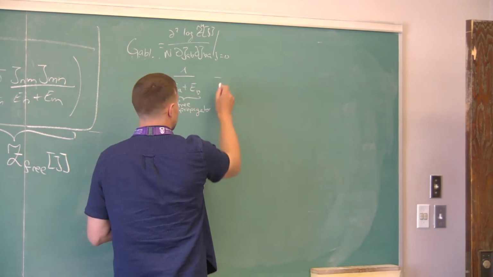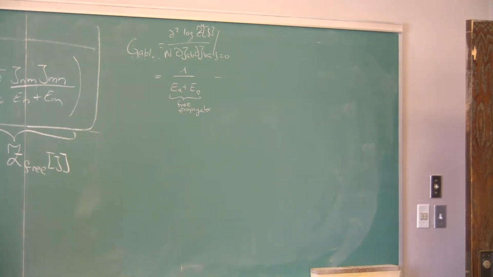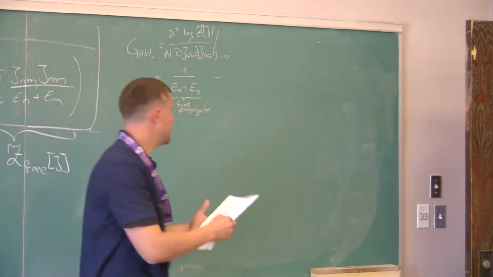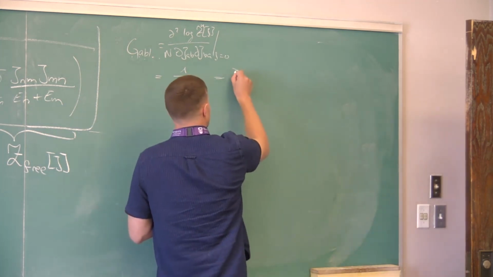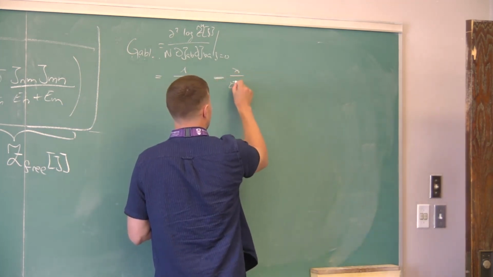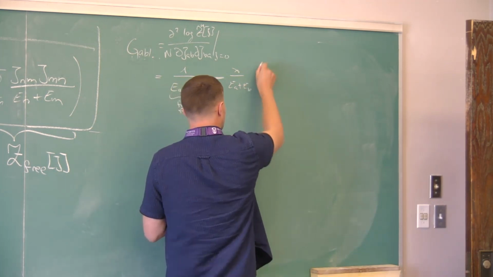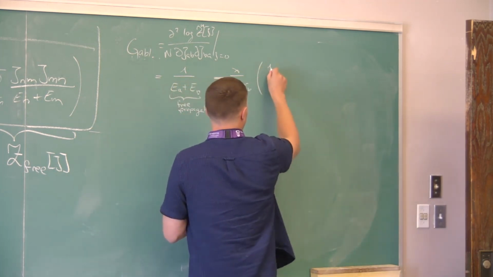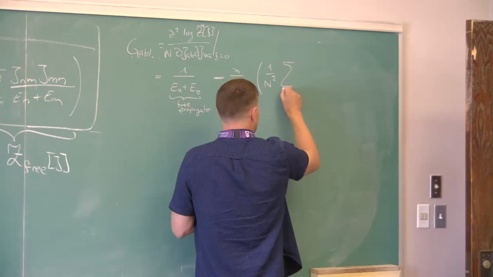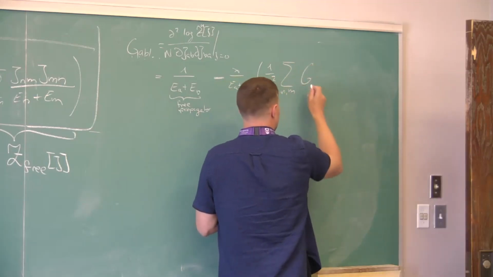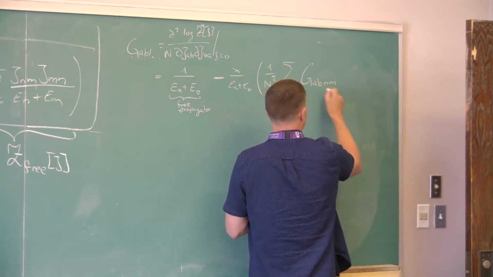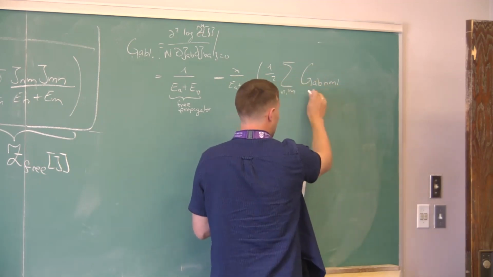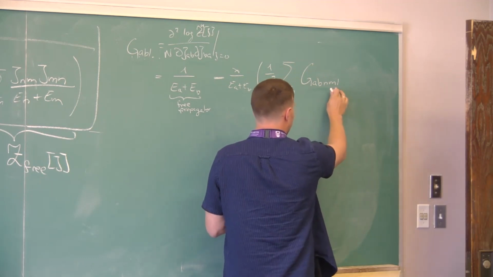So if we put lambda equals 0, we have this Gaussian case. This is the free propagator, 1 over EA plus EB, minus lambda. And then what enters here is the sum over N, M of G_{ABNM}, where the 4-point function comes in. So one cycle of length 4.